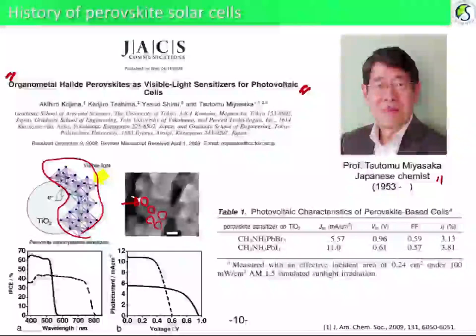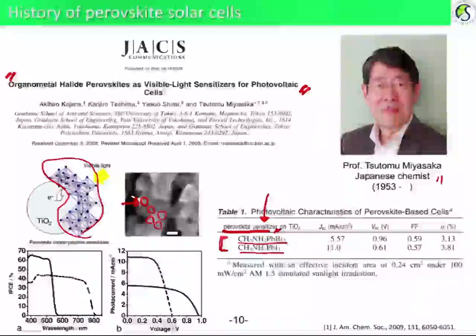And you can see the term sensitizer, because it is based on the dye-sensitized solar cells. So he still used the term sensitizer, perovskite sensitizer. He utilized two different perovskite materials, which are methylammonium lead bromide and methylammonium lead iodide. And he was able to achieve an efficiency as high as 3%.